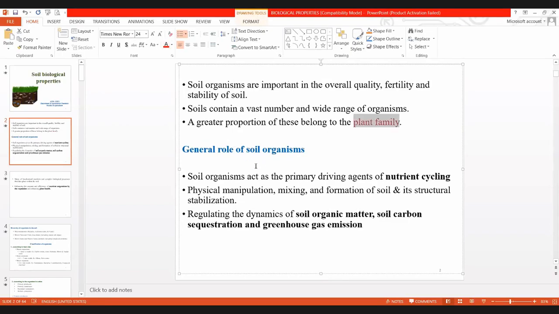General role of soil organisms. Soil organisms act as the primary driving agent of nutrient cycling. So can anyone tell a few examples of organisms involved in nutrient cycling? Organisms may be microorganisms or macroorganisms. A few examples.